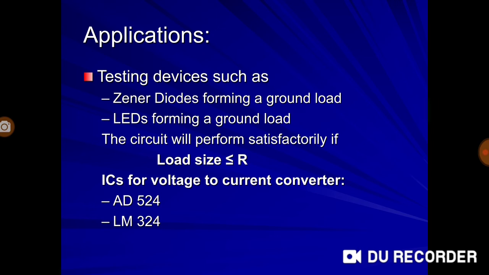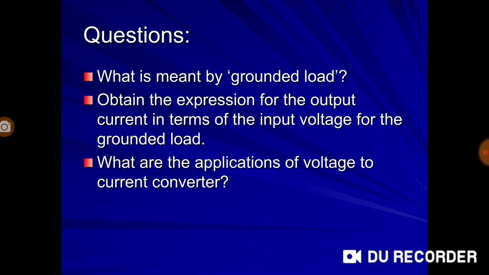And the standard ICs available for voltage to current converter are AD524 and LM324. You can get the pin configurations and everything from datasheets.com. You can surf on the net, just mention the IC number and you can get the pin details and the data sheets. Now we finish this part.